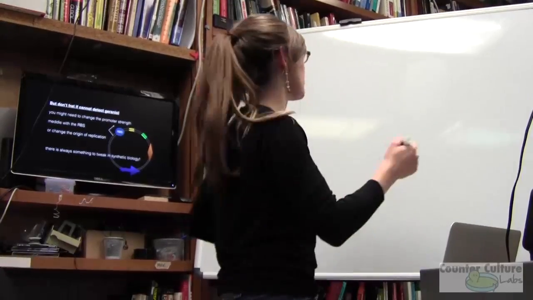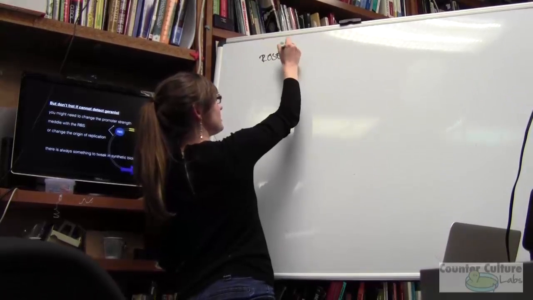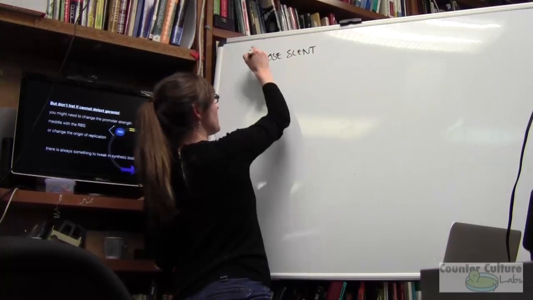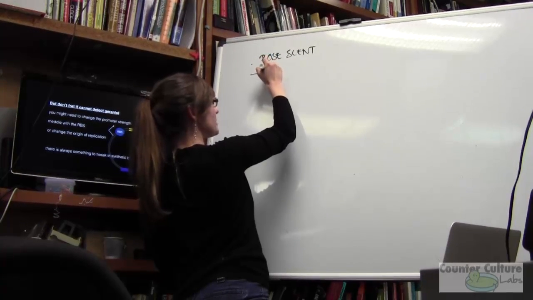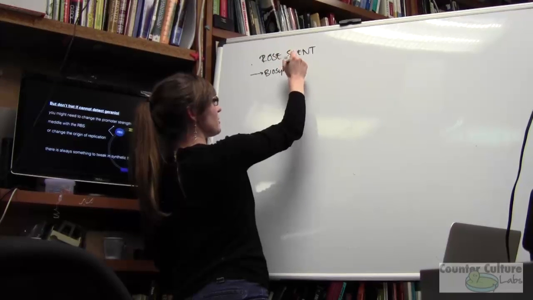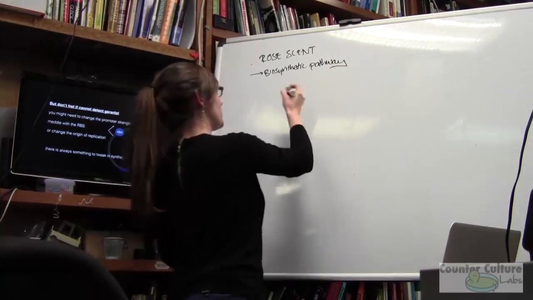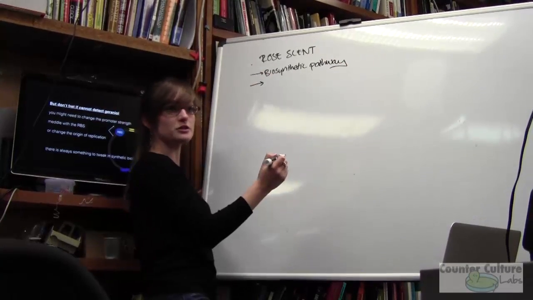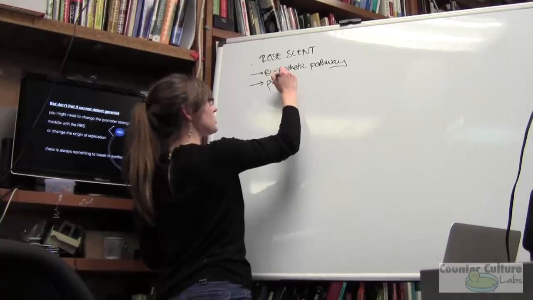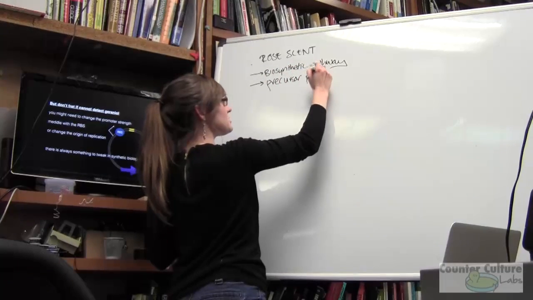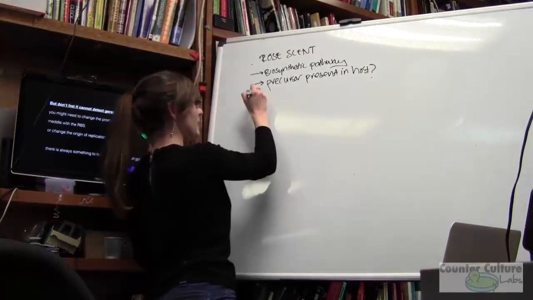Okay, I guess we should just start. So we decided we wanted to make this the rose scent pathway. So step one after that would be to look up the biosynthetic pathway, right? So that was important. And then we determine which precursor is present in the organism you want to go into. So what precursor is present in the host organism, right?